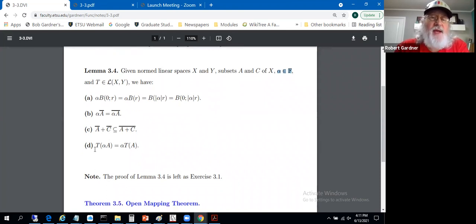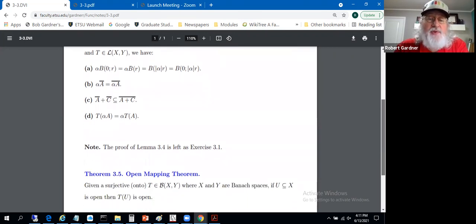And if we take a linear transformation T and apply it to the set alpha A, alpha being a scalar, the scalar comes out front. That shouldn't be much of a surprise. You can bring scalars outside of linear transformations. What alpha A means is alpha applied to all the vectors in set A. So no surprise there, really not a surprise with any of these. The proof is to be given in one of the exercises in this chapter.